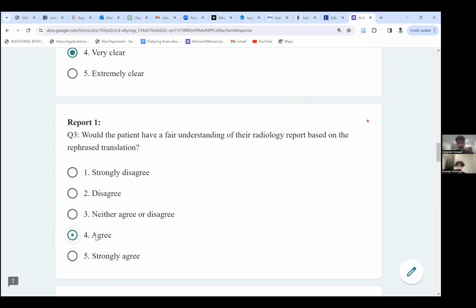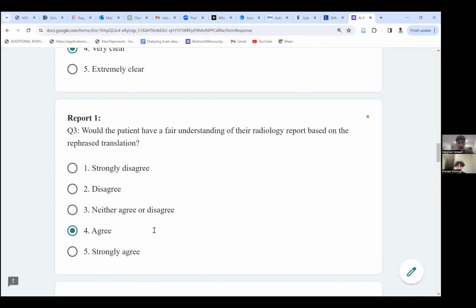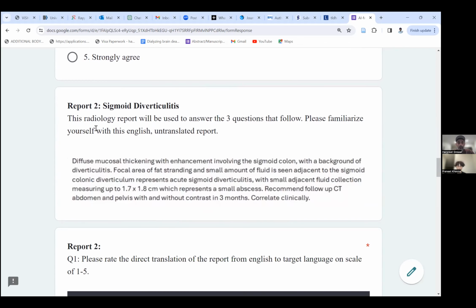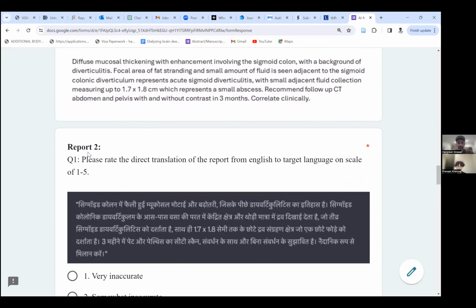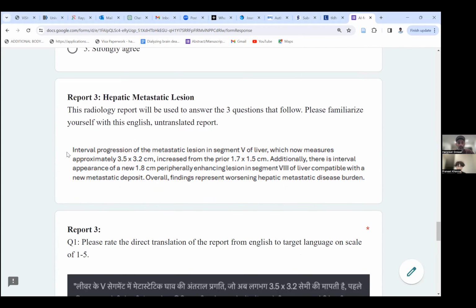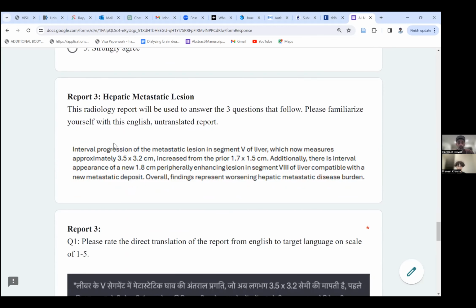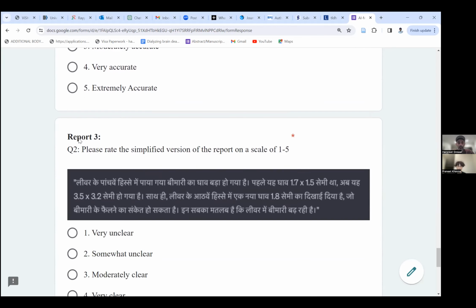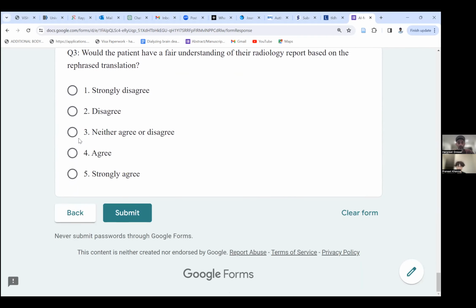In this case, let's say we pick 4, and then there will be report 2, which is a sigmoid diverticulitis, which will be followed by exact same questions as we had in the first report. And then we have a report 3, which will be followed by exact same questions where you're grading the translation. And once you are done, you hit submit. It's as simple as that.